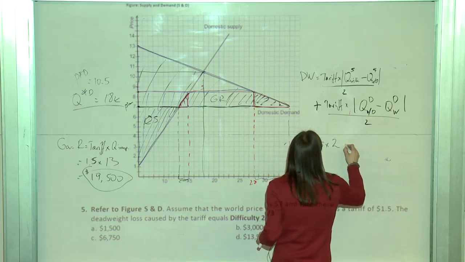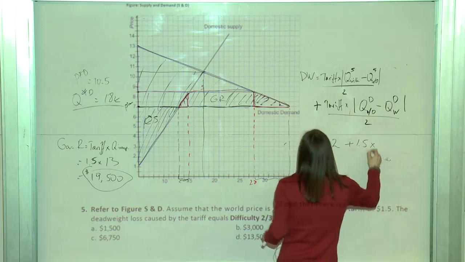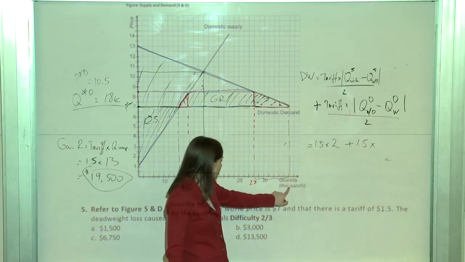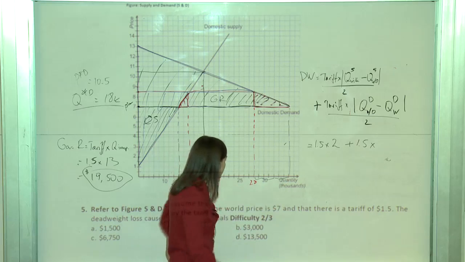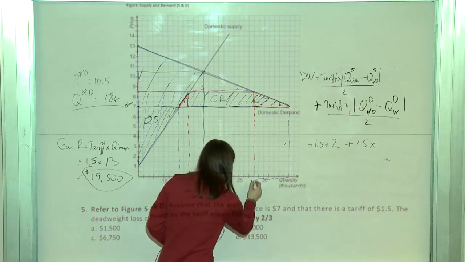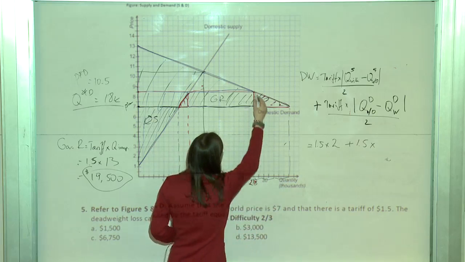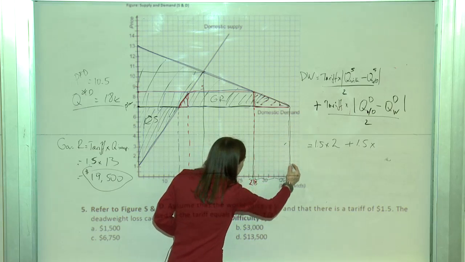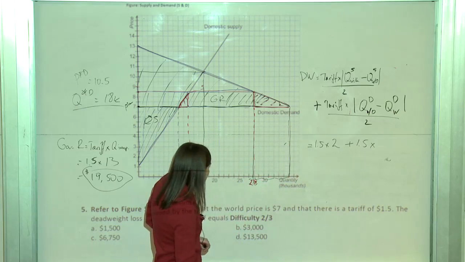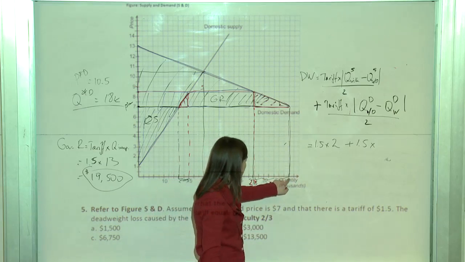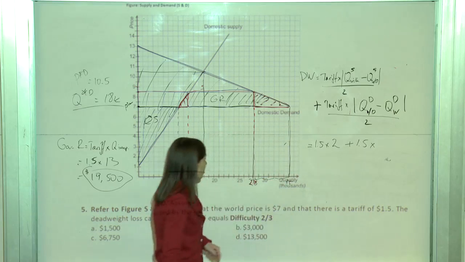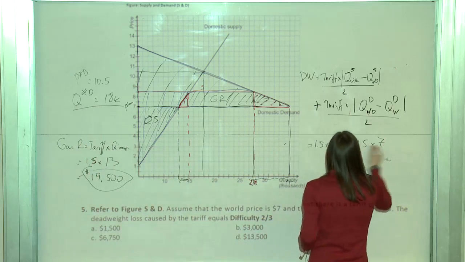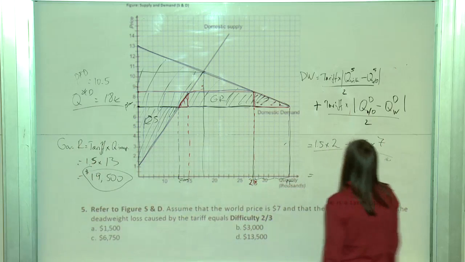Times 2 plus 1.5 is the tariff times, what did we lose here? 2, 4, 5, 6, 7, 8. So that's 35. No, what is it? Wait. This is 28. And this is 36. No, 35. All right, so 7. Right? The whole thing divided by 2.